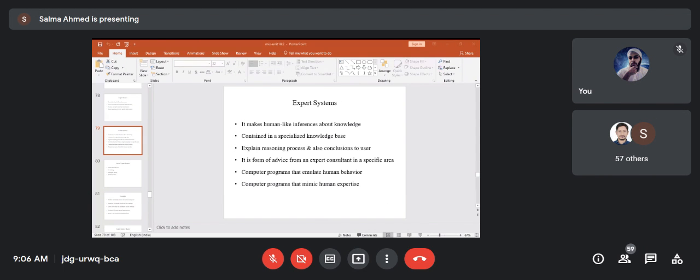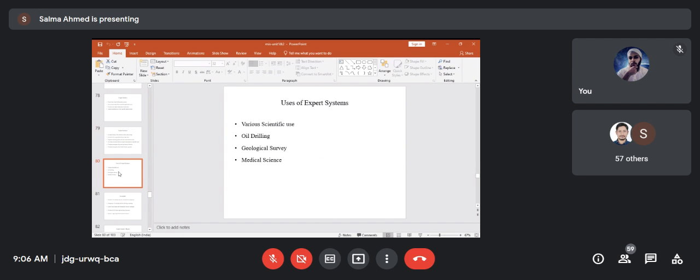So the way a person actually thinks to analyze a particular situation and come to a decision, that is programmed into a software. So we can define it as a computer program that imitates or emulates human behavior. Now its application in management science is limited, but it has extensive usage in the medical science, geological survey, and the scientific fields.